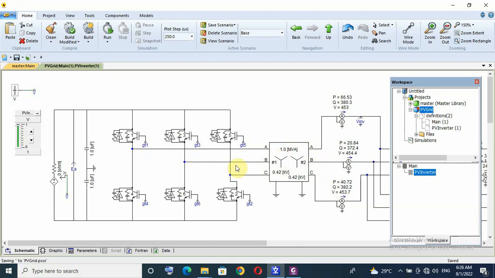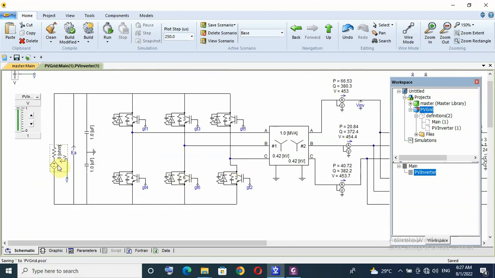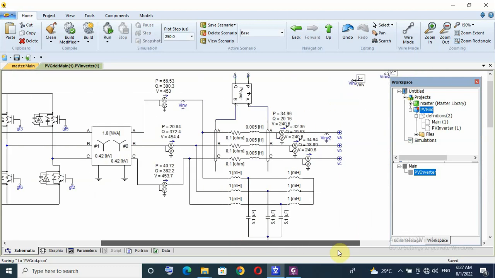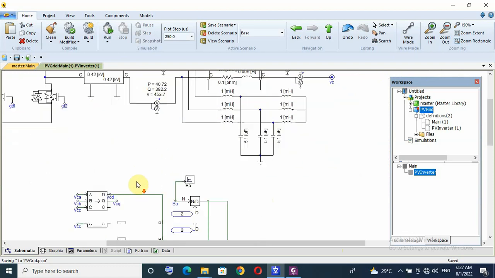Here I have a power circuit and a control circuit. The power circuit consists of a DC voltage source representing the PV array, six IGBTs to convert DC to AC, an isolation transformer, and finally an LC filter to filter harmonics from the output of the inverter.